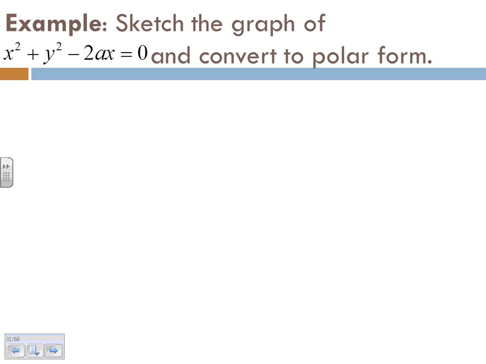See what you can do with your group. There's an A in there. That's okay. It's just some constant value. Alright.